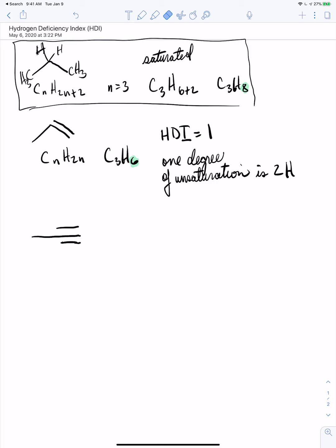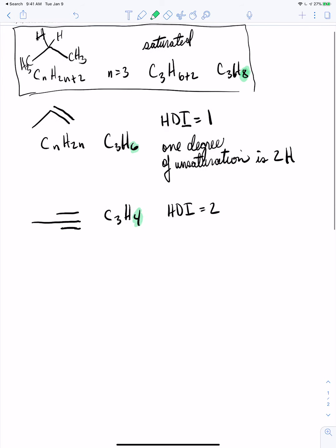If we look at the alkyne, this is going to have the molecular formula C3H4, and it's going to have an HDI equal to 2, because now we come back and look at this, we've got 4 here, and we've still got 8 hydrogens, so we're down 2 sets of 2 hydrogens, so that gives us an HDI equal to 2.